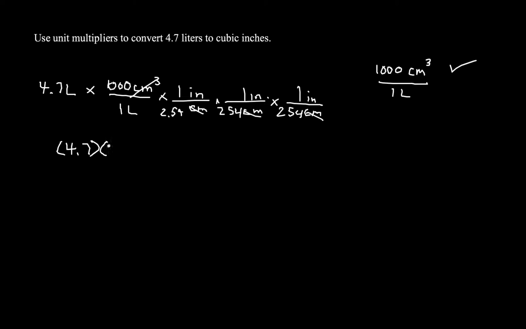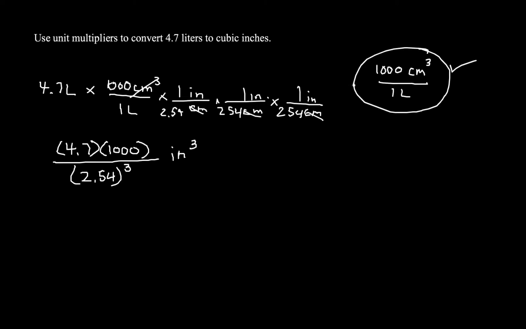4.7 times 1,000 in the numerator. In the denominator, we have 2.54 cubed, and that's all going to be in inches cubed. So that's not too bad. The main thing is you have these new unit multipliers that you need to memorize.